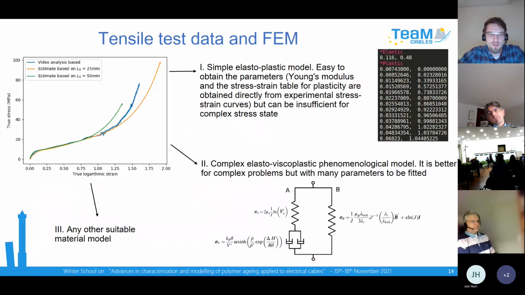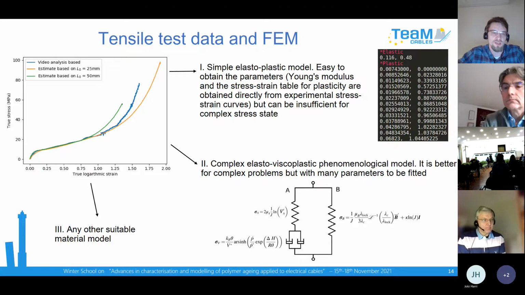Once we have the experimental results and this stress strain curve, and we decide what data we should use and how to process it, to use this data further in finite element simulations we need to decide which material model we are using. Here different approaches can be applied. One and two, you can see here, are two approaches we are using for this project, but of course many different material models can be used as well, whichever one you assume appropriate.